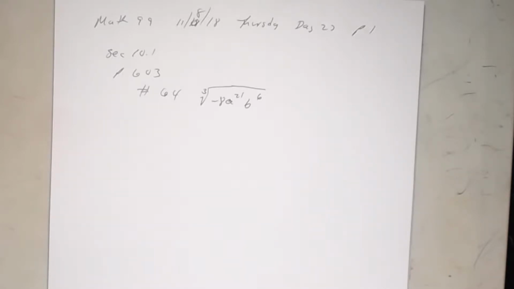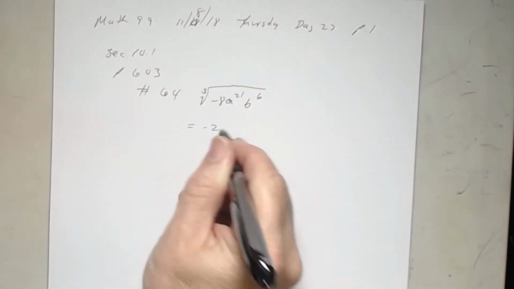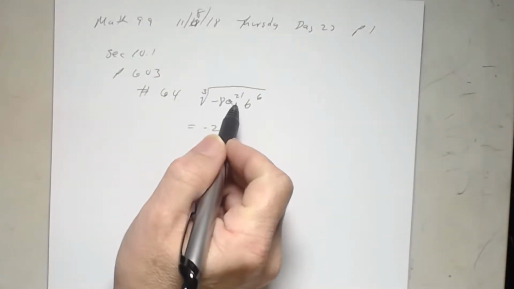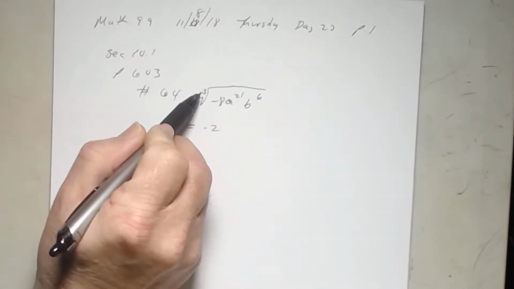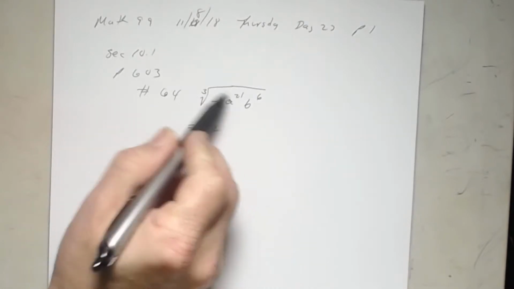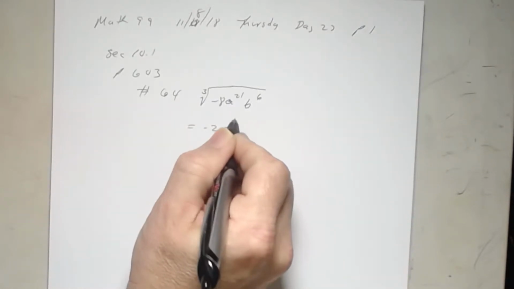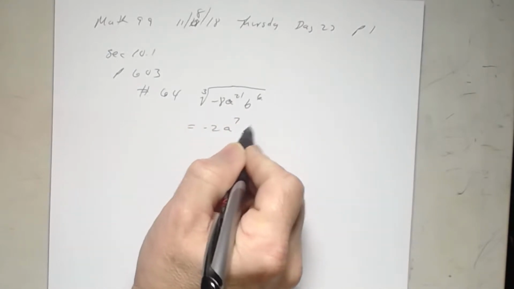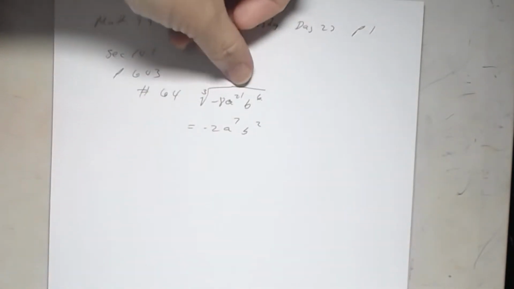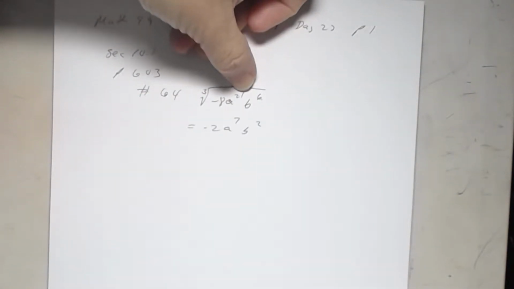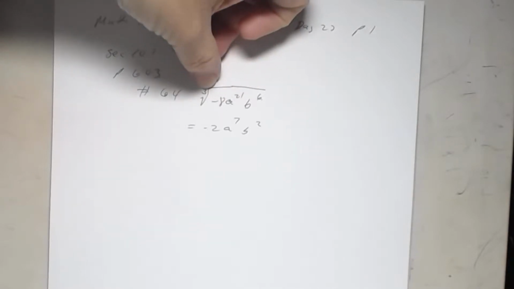So the cube root of negative 8 is negative 2, because negative 2 times negative 2 times negative 2 is negative 8. And for the variables, remember, you're taking the exponent and dividing it by the index. 21 divided by 3 is 7, and 6 divided by 3 is 2. Now, see how the exponent was divisible by the index? That's not always going to be the case, so we're about to do stuff like that.